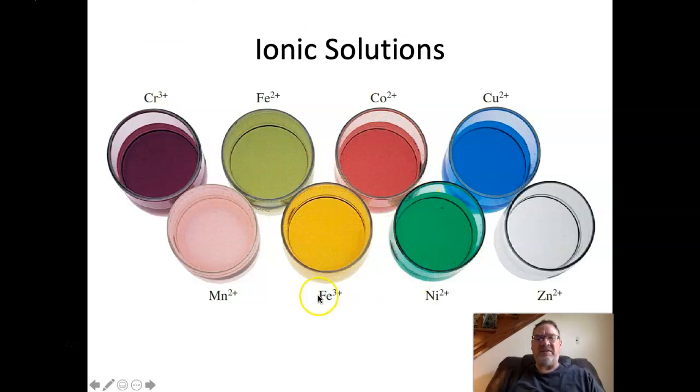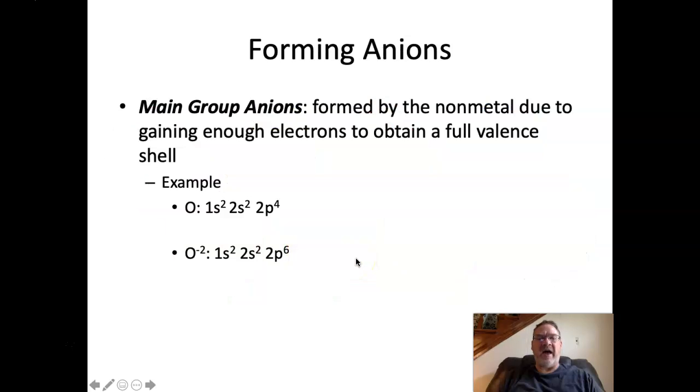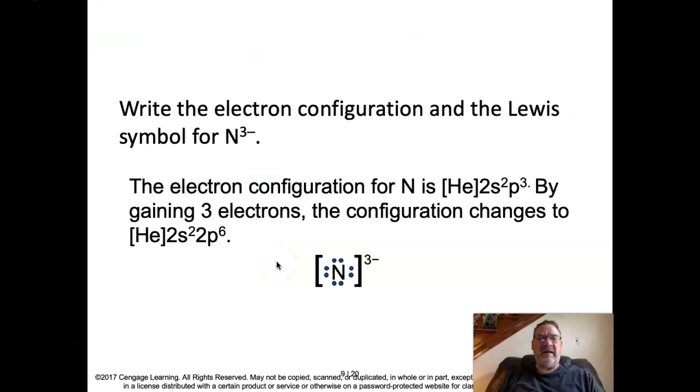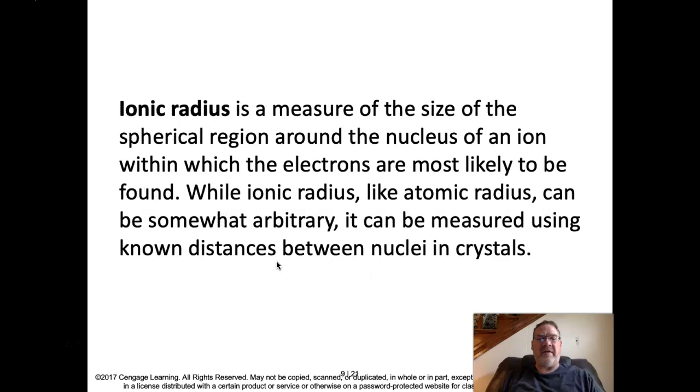We've looked at solutions, so this is an interesting thing about the colors of the solutions that we have. The anions, they gain enough electrons to get that full valence shell. Again, we talk about the octet rule. Hey, there's our 8 electrons right there. And you can see the configuration.